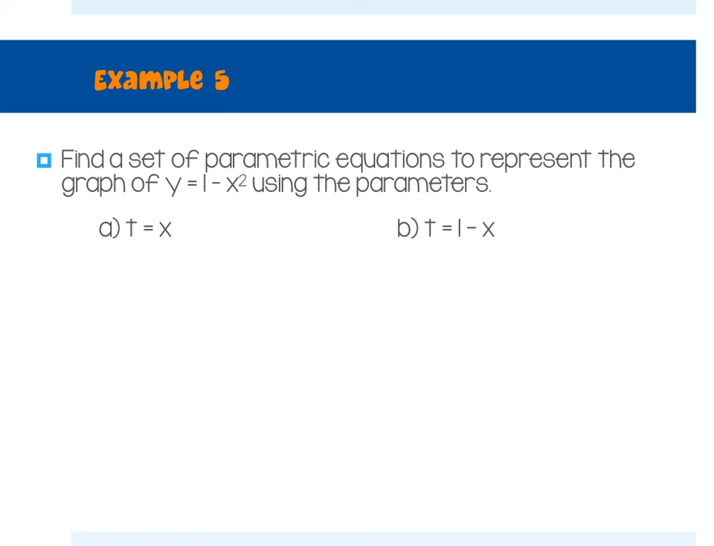Okay, this is actually two questions, so try to ignore B while we work on A, because I know that's a little confusing. It says find a set of parametric equations to represent the graph of y equals 1 minus x squared using the parameters t equals x. So I'm really just looking at these two equations for the first one: y equals 1 minus x squared and t equals x. I need two equations that both have t in them. I already have x equals t. There's the first one. But my y equals equation does not have a t in it.